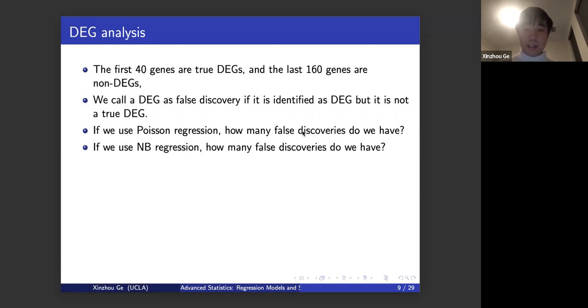Okay, Philip says he gets 45 DEGs. And how many of them are false discoveries? How many of them are DEGs which are actually non-DEGs, but identified as DEGs? Because we already know that the first 40 are true DEGs. So you can look at the index of those genes to see how many of them have indices greater than 40.